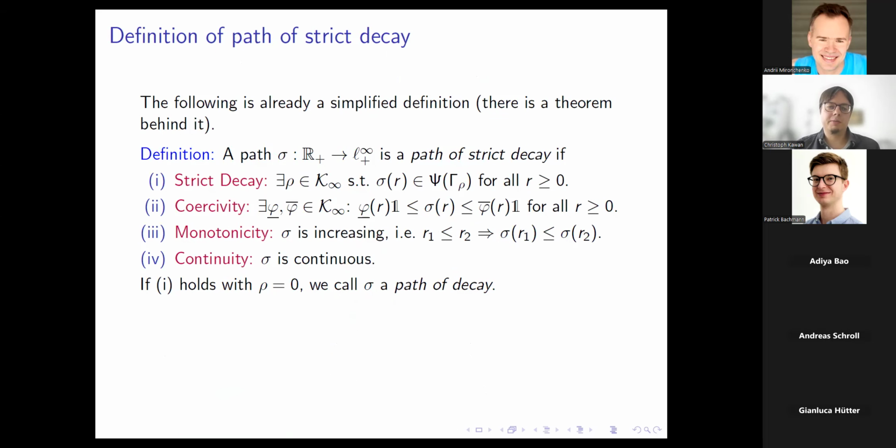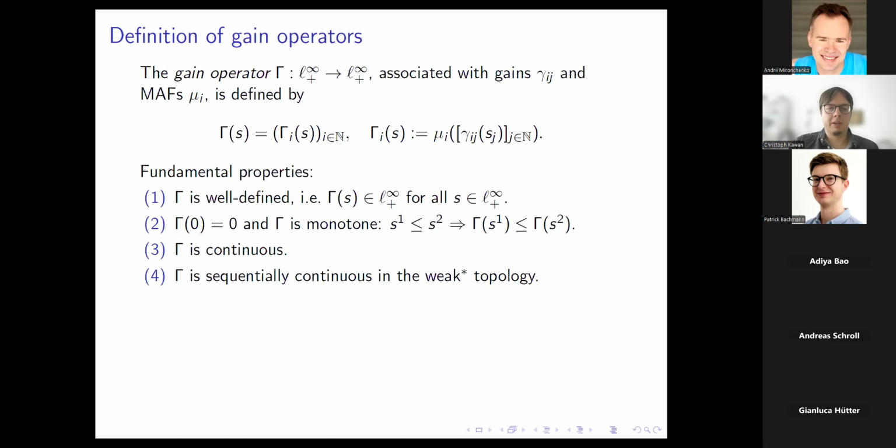So now I can finally come to the definition of a path of decay or strict decay, which will turn out to be our small gain condition. I'm giving you a definition here actually, which is already simplified. There is a theorem behind it. If you look into the paper, maybe I can go back.